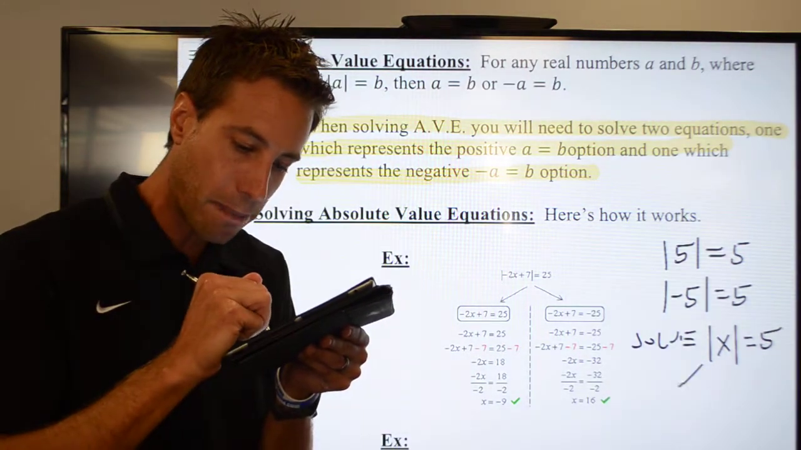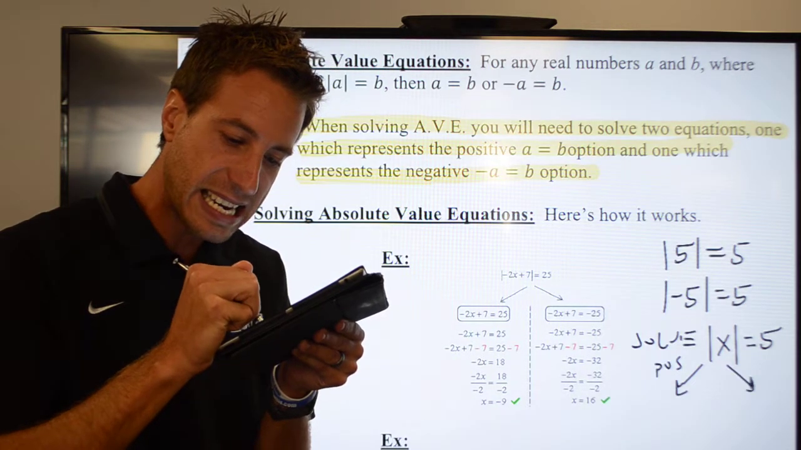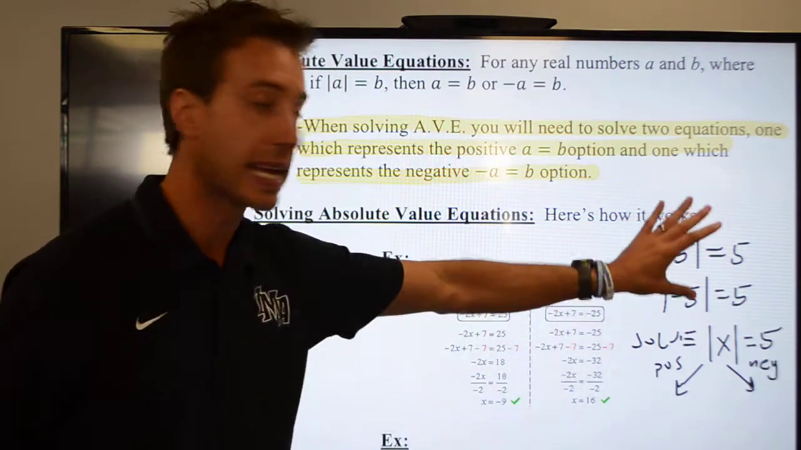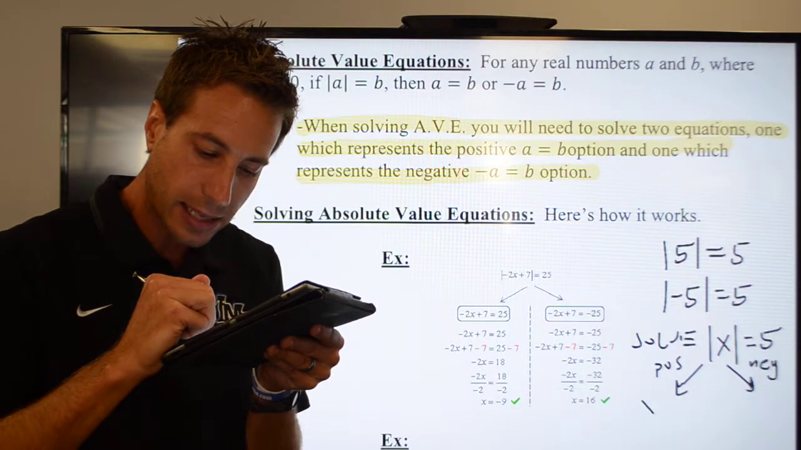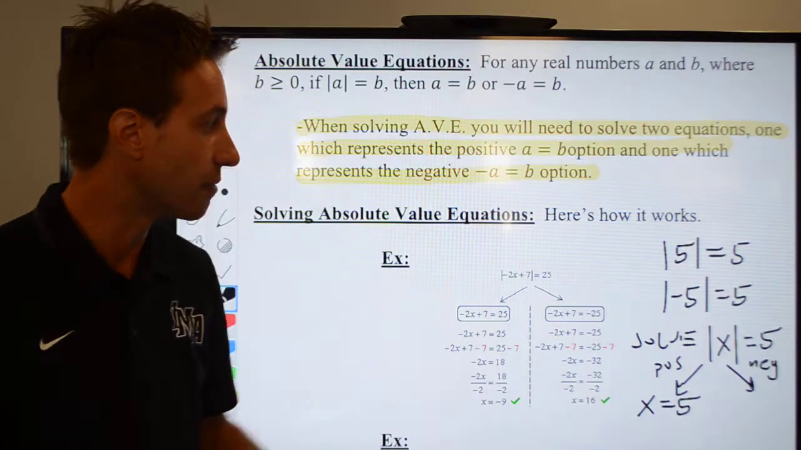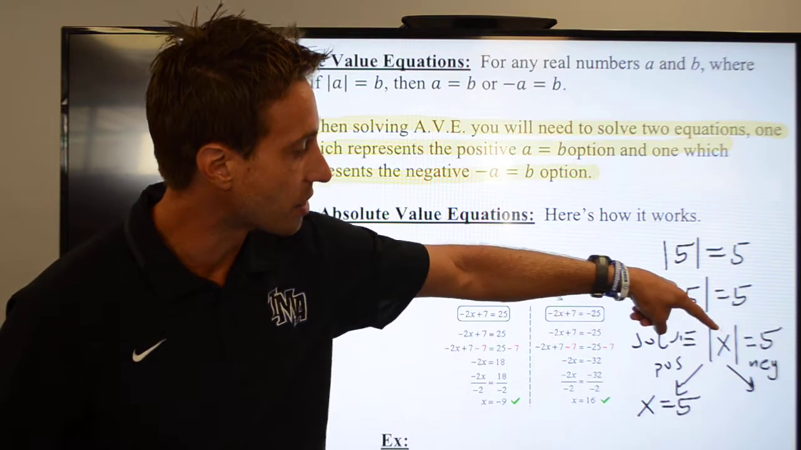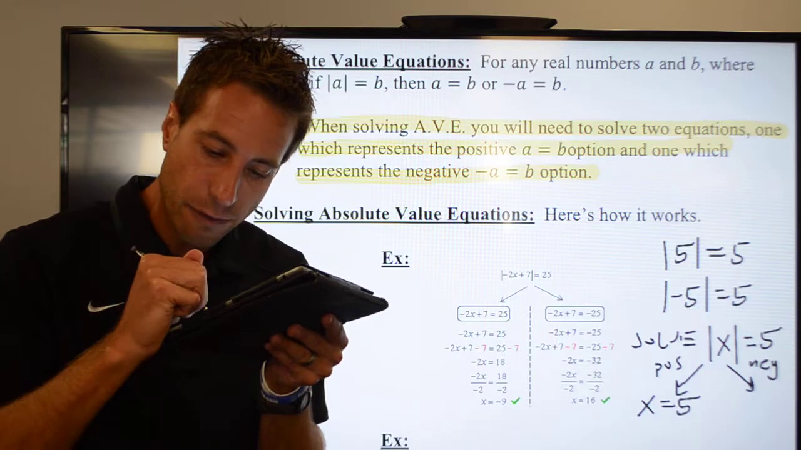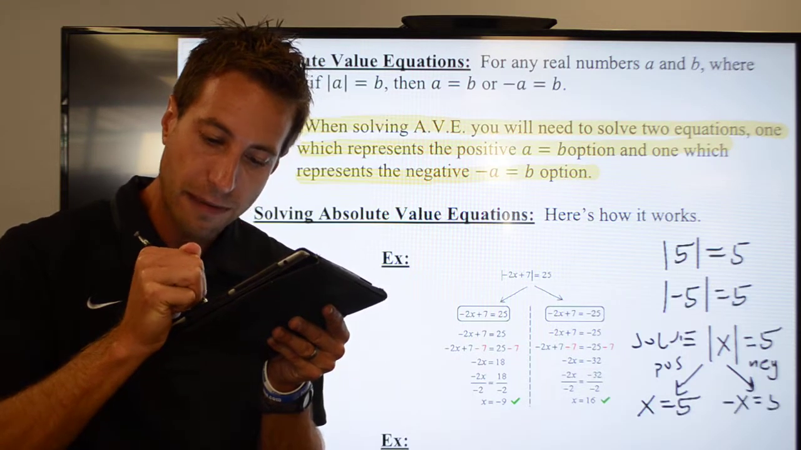You will solve a positive and you will solve a negative equation, in which case you will plug in both the positive and the negative. So I will do x is equal to 5. That's the positive one. If I plug in a positive 5 in here, the absolute value of a positive 5 is 5. But I also have to solve the negative one. Minus x is equal to 5, right?